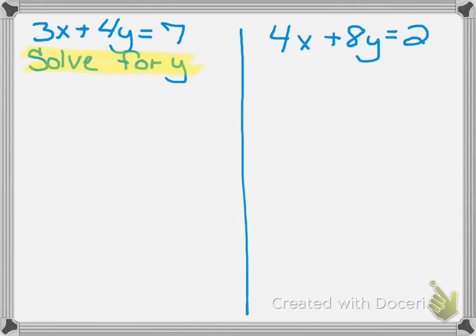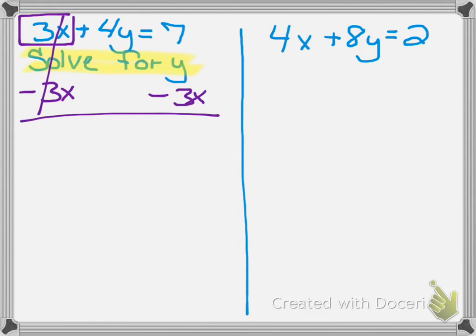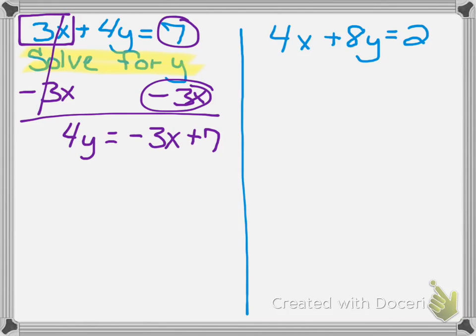So first we have to look at what is in there with y. So we have 3x in there. Since it's a positive 3x, we're going to do like we did before. We're going to minus 3x from one side, and we're going to minus 3x from the other side. These will cancel, and we'll be left with 4y equals negative 3x plus 7. So my 3x is from here, and my 7 is from there.